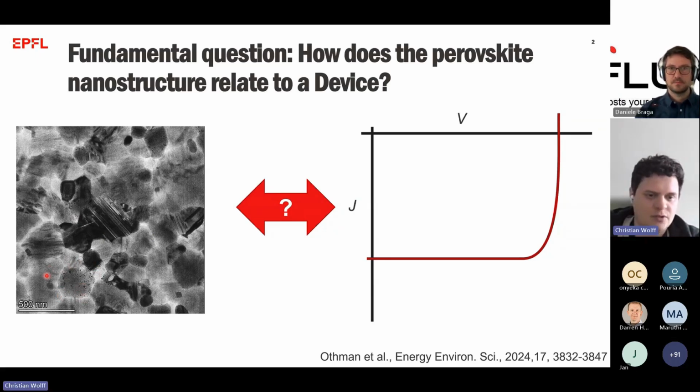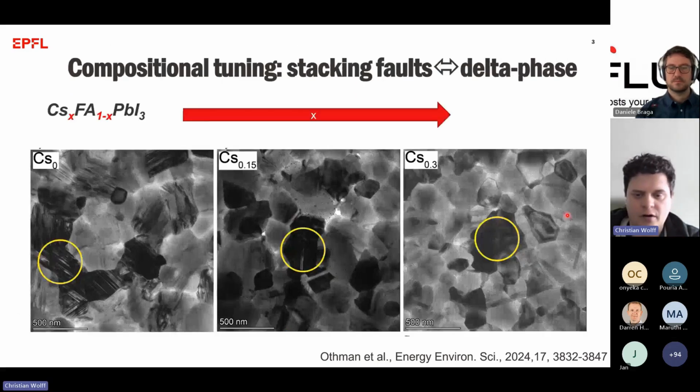larger structures that we then identify typically as grains. You can have these stripes here. And what I want to take a look at with you today is how this then correlates with what we then measure on a device, so typically a JV curve. And we start off with a very, very simple system, almost one of the archetypical ones.